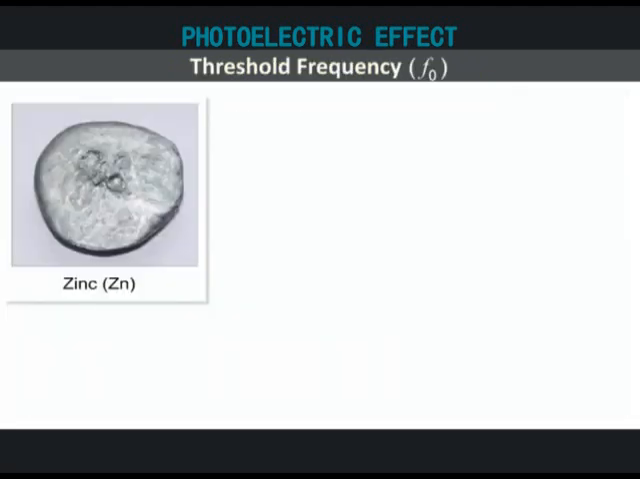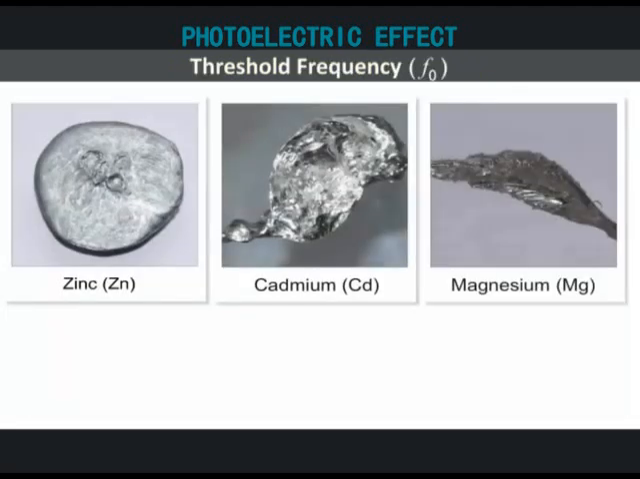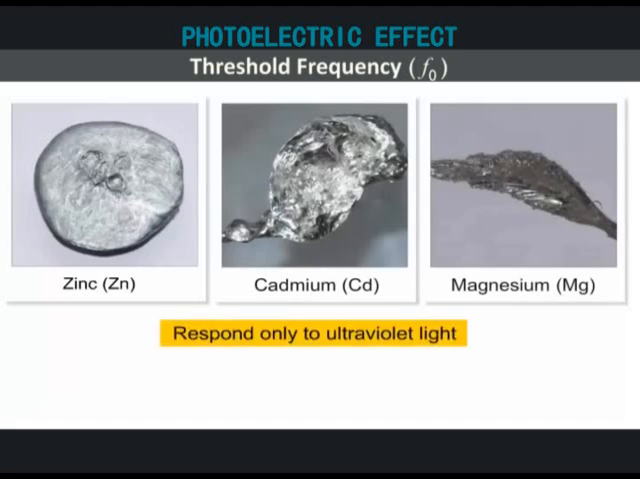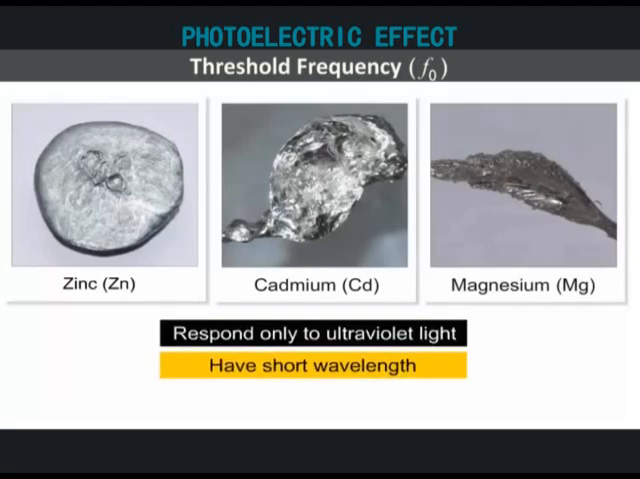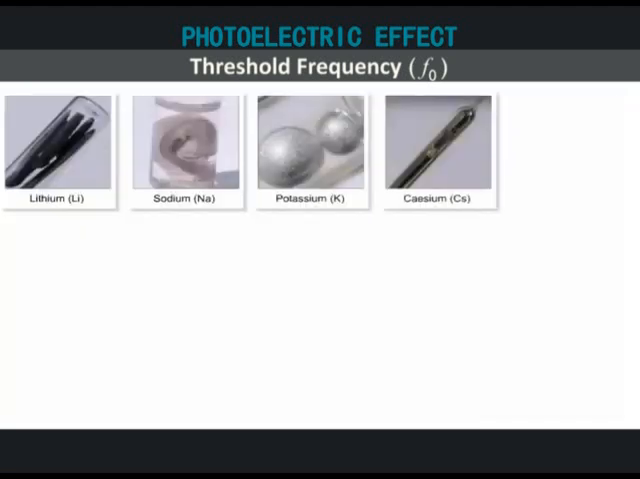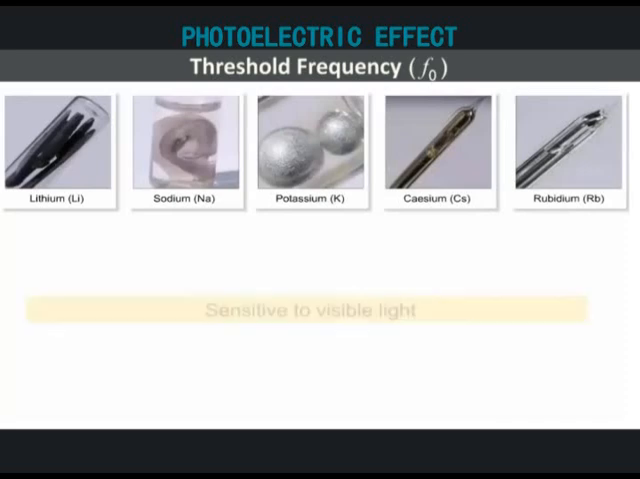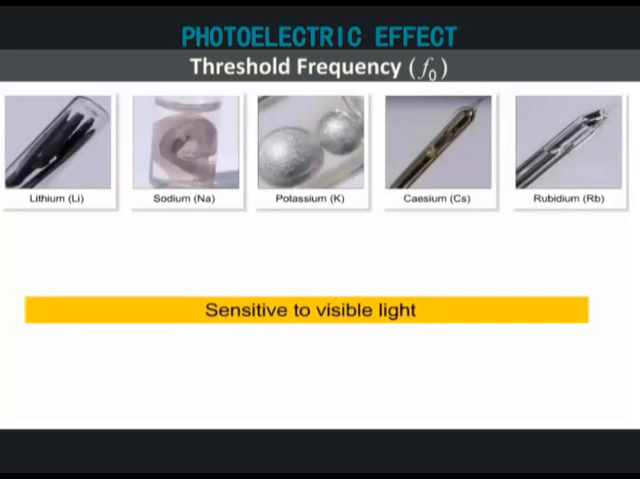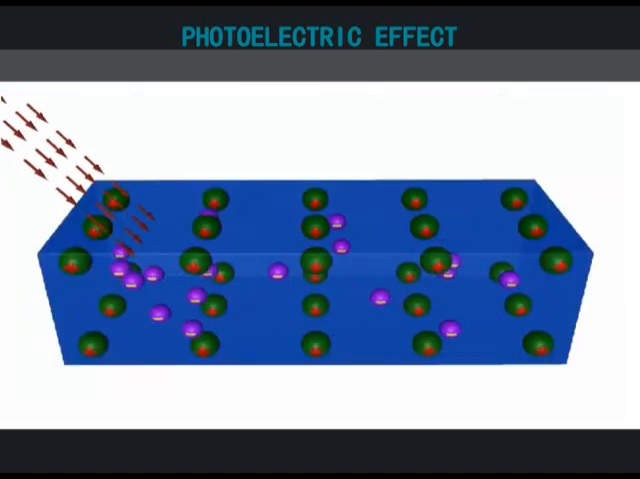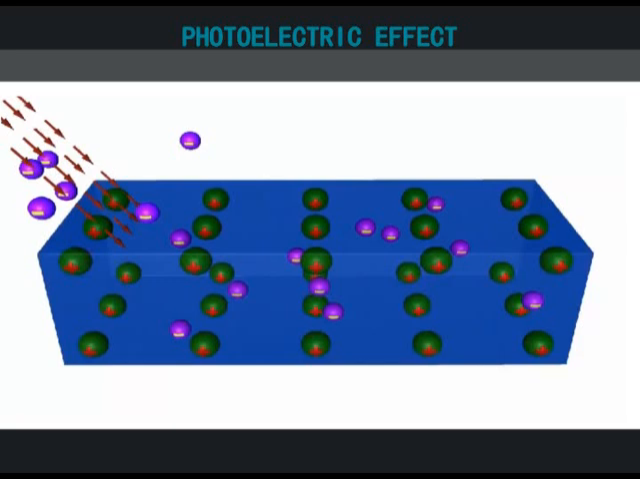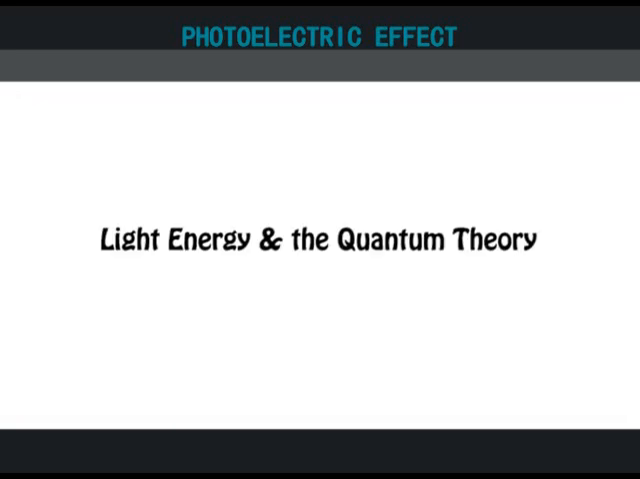Metals such as zinc, cadmium and magnesium respond only to UV light because it has short wavelength, while others such as lithium, sodium, potassium and cesium are sensitive even to visible light, which has a longer wavelength. So, how comes light is able to dislodge electrons from metal surfaces? Let's talk about light energy and the quantum theory.